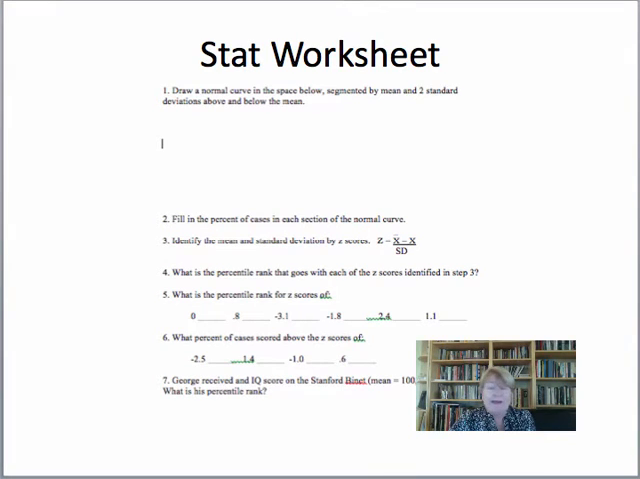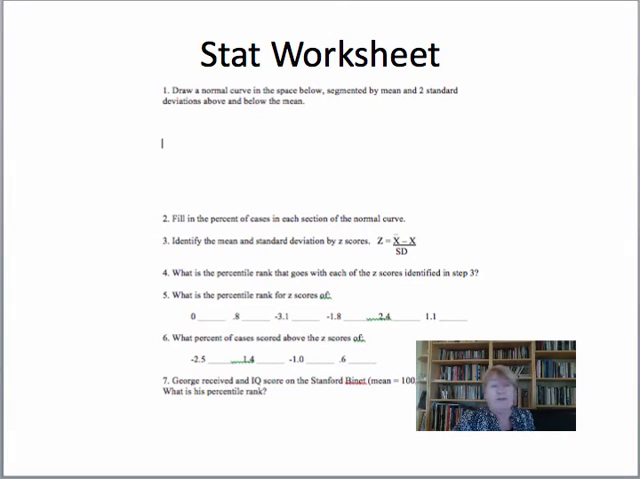Ready? So here are the answers. We already did the first one, which was 99.4. What percent of cases are captured at or above a z-score of 1.4? The answer is 8.1. What percent of cases are captured at or above a z-score of negative 1.0? That's about 84.1 to be exact. What percent of cases are captured at or above a z-score of 0.6? That would be 27.4 roughly. And again, if you rounded it, that's fine.